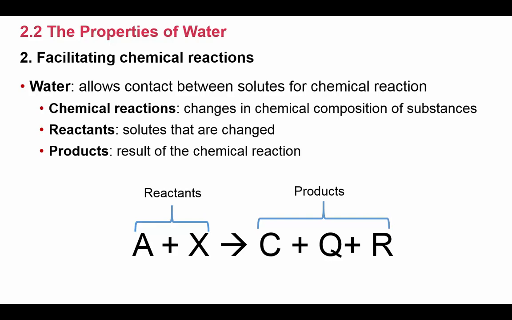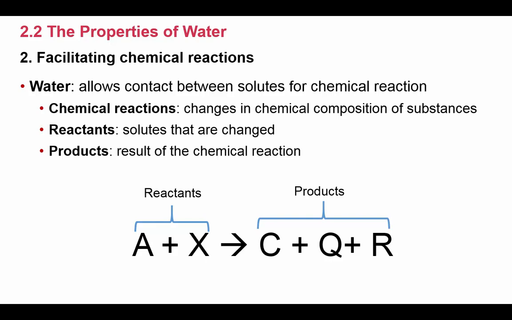The second property, facilitating chemical reactions. Now, here again, we've got some of those vocab words. A chemical reaction is where you change the chemical composition of substances. And water helps this because it allows the solutes to have contact with the solvent for the chemical reaction.